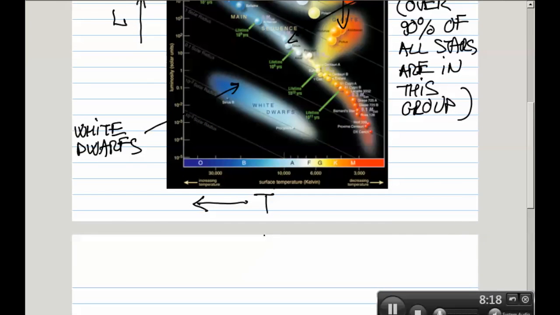Sometimes we refer to the temperature as spectral class, as those of you who took Astronomy 1P01 will recall. Starting from the highest temperatures to the lowest, we have spectral classes O, B, A, F, G, K, and M, right? So the hottest stars are O and B spectral class, and the coolest ones are M.